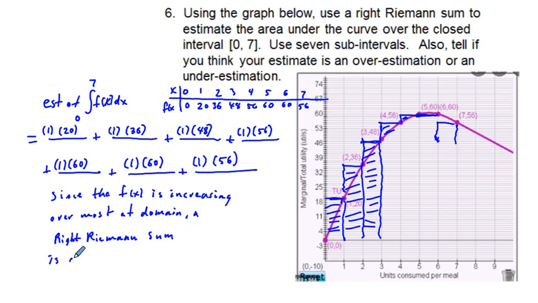Is an overestimation. And really, when you say it like that, it's an axiomatic thing that just by definition of a function is increasing, a right Riemann sum is an overestimation. If a function is increasing, a left Riemann sum is an underestimation. So it's just a rule, really.